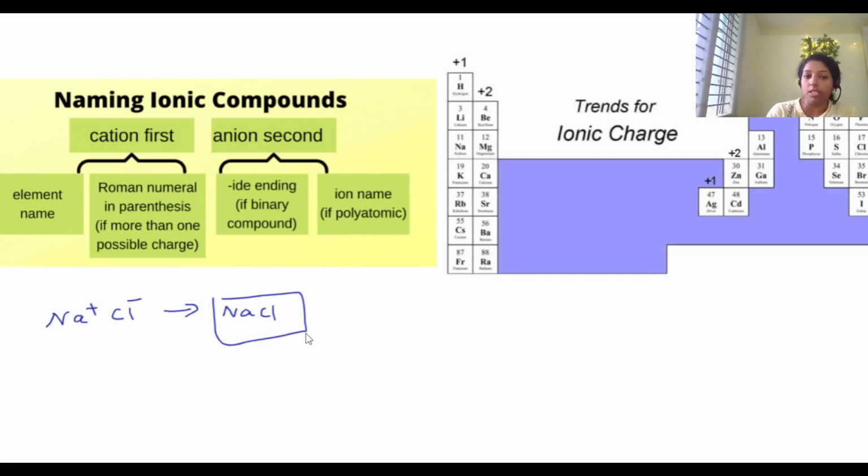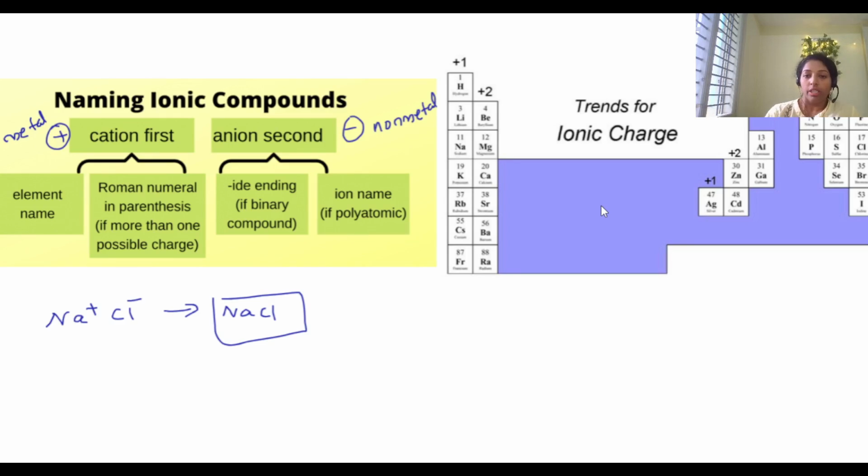The cation has to be first and then the anion second. Anion means the negatively charged part, and the cation is the positively charged part. Positive is usually formed by metal and negative charge is usually formed by non-metal. So these are the rules.